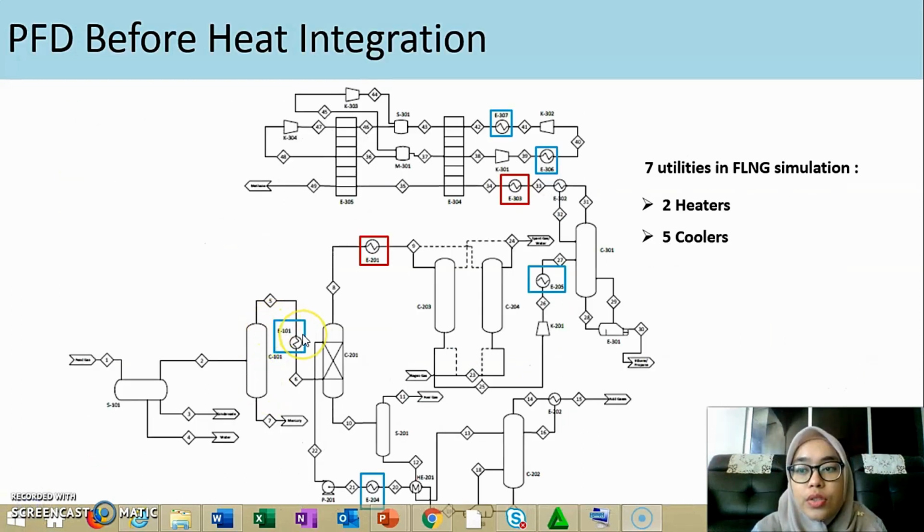Okay, so this is the PFD before heat integration. As we can see here, in our process we have 7 main utilities, where 2 of them are heaters. This is the heater, and the remaining 5 are coolers. So this is before heat integration. After this we will see what is going to happen to our PFD after we conduct the heat integration process.